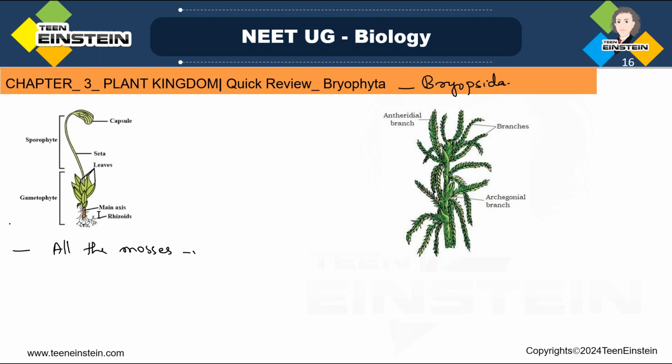Here one special feature you need to note down is the presence of leaf-like structures in the gametophyte. They are not leaves, they are leaf-like structures. This is a unique feature of moss, because in the plant kingdom, most gametophytes do not have leaf-like structures. They consist of an upright slender axis bearing spirally arranged leaves. The vegetative reproduction in mosses is by fragmentation and budding.